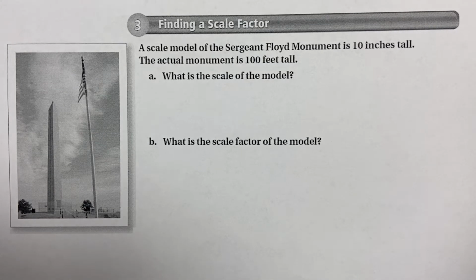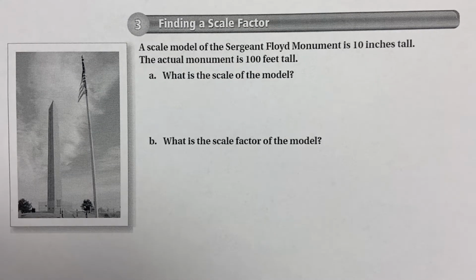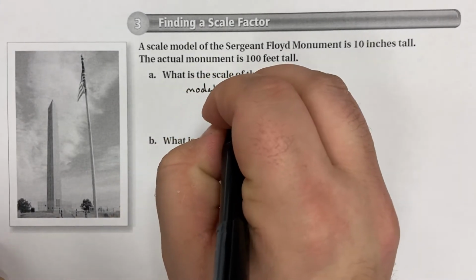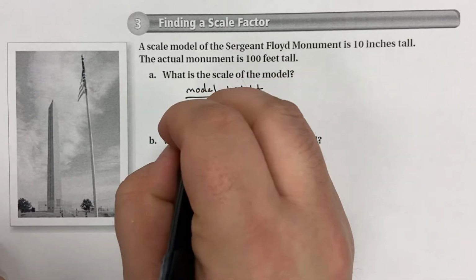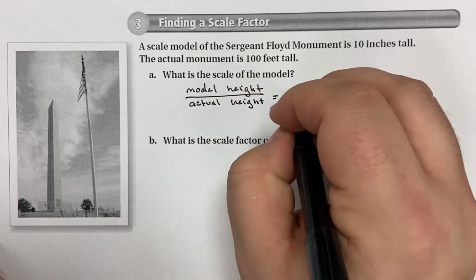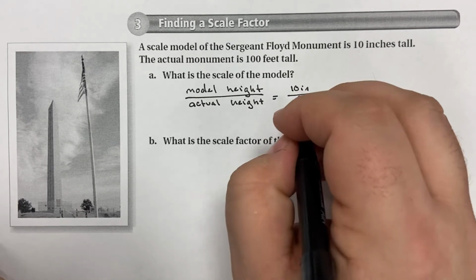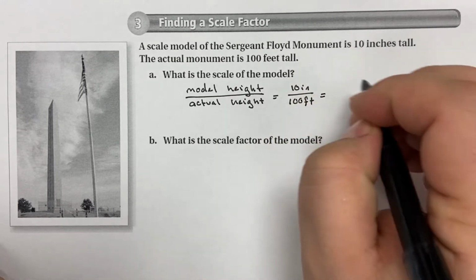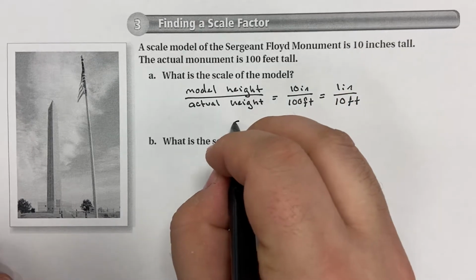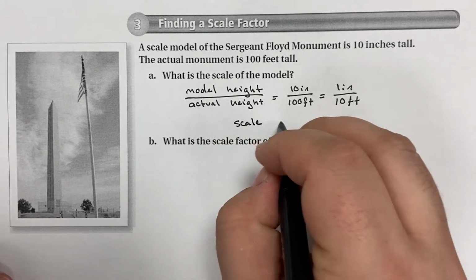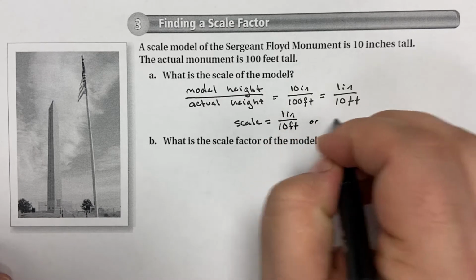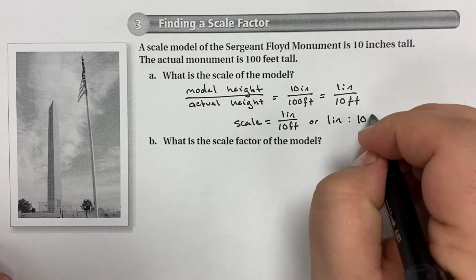So in order to find this, we're going to be using scale, which is a ratio, which is a fraction. So we need to compare the model height to the actual height. When we get that, we get 10 inches compared to 100 feet, and we get 1 inch and 10 feet. So the scale is going to be equal to 1 inch per 10 feet, or 1 inch to 10 feet.